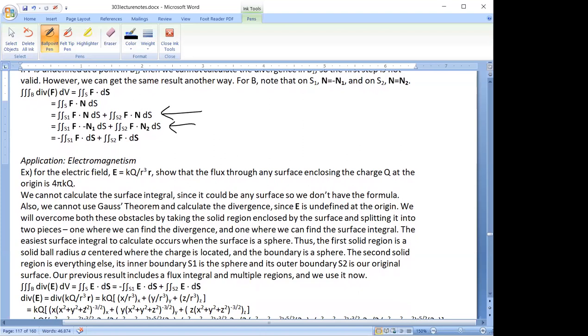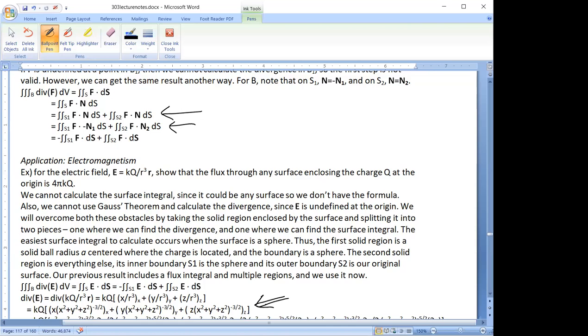So the first component is x over r cubed. Second component is y over r cubed. Third component is z over r cubed. So we take the partials of each of those and then add them up. So when you do that, you get this expression.